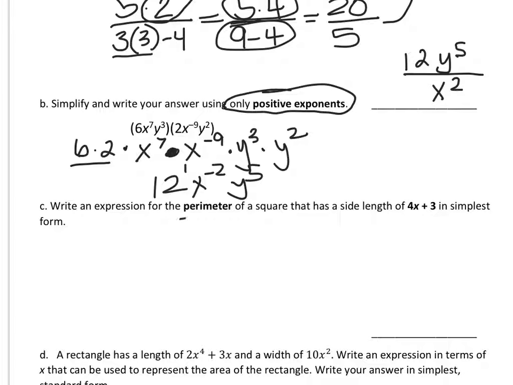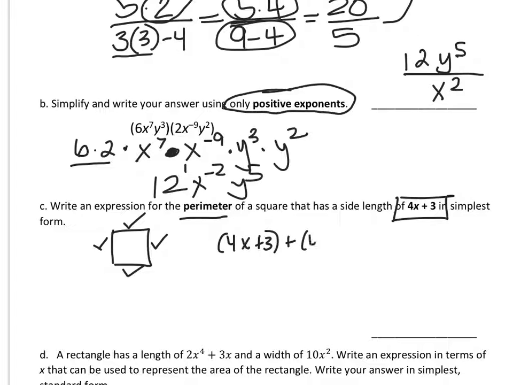Many people forgot what perimeter meant. Perimeter of a square means you add all these sides. You add this side to this side to this side to this side. Well, the side length is being represented by 4x plus 3. So you can do 4x plus 3 plus 4x plus 3 plus 4x plus 3 plus 4x plus 3. You're adding all the sides.